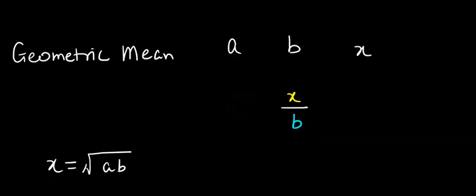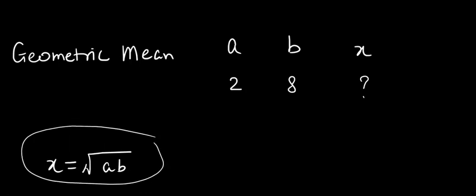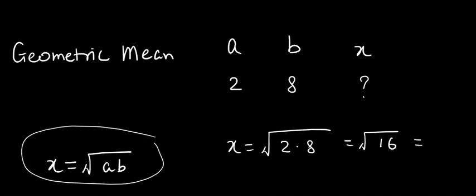Let's use a few numbers to practice. Suppose we're given the numbers 2 and 8, so A is 2, B is 8. Remember, who is A and who is B does not matter. You can rearrange it. We're going to find the geometric mean. The geometric mean is the square root of A times B, so 2 times 8. So the square root of 16, that is 4. We're done with the first one.